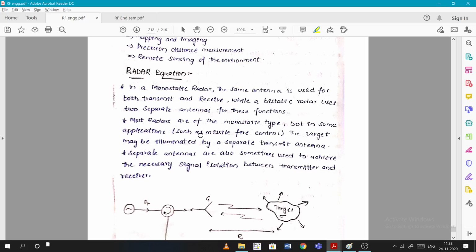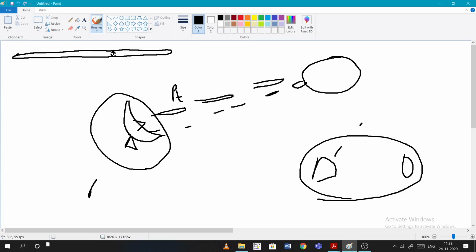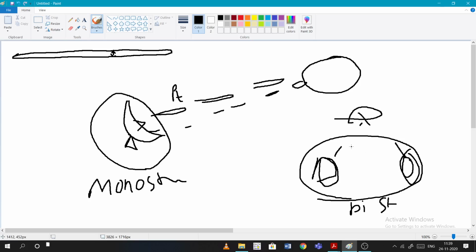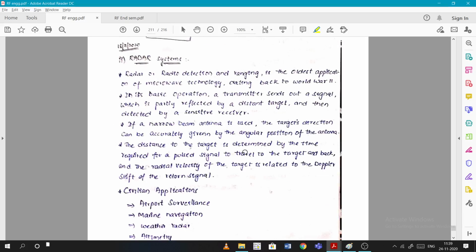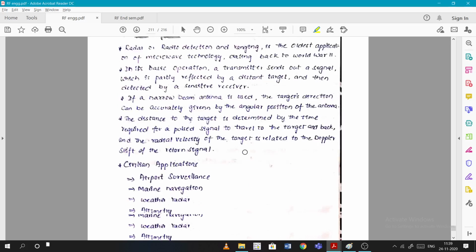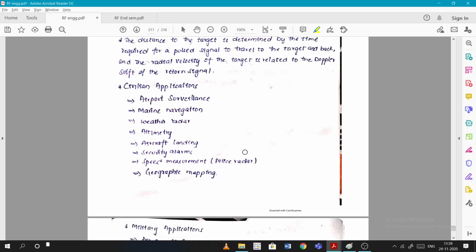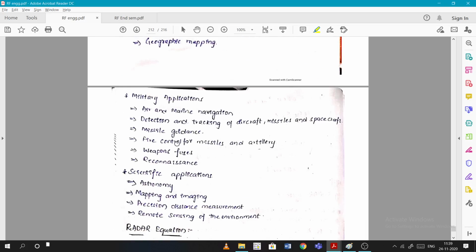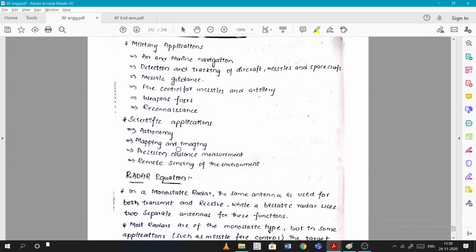Those are called monostatic and bistatic. This is monostatic, where both transmitter and receiver are connected to the same antenna. This is bistatic, where one is the transmitter and the other is the receiver, separately. These are a few civilian applications. We can pause the video and you can read. And military applications. Next, scientific applications.